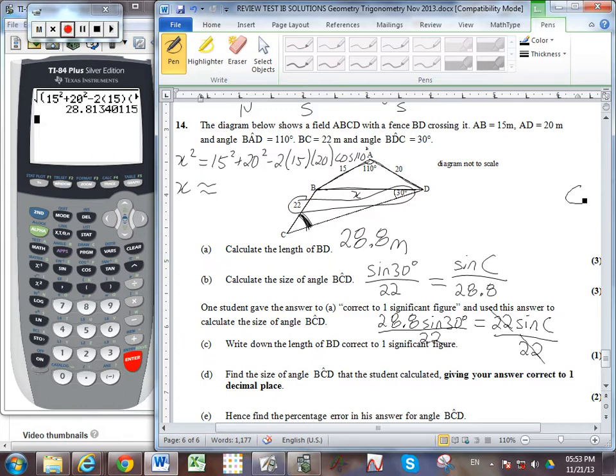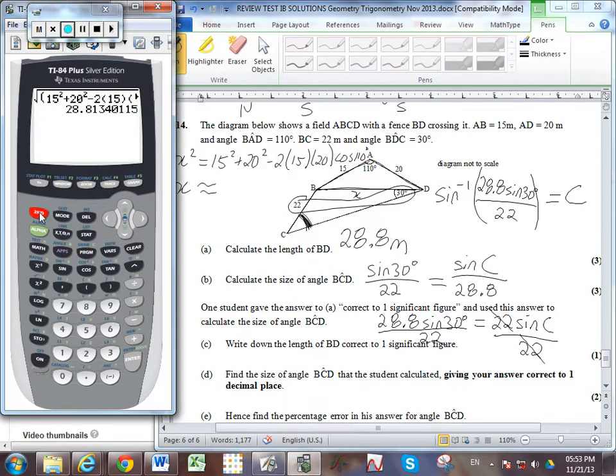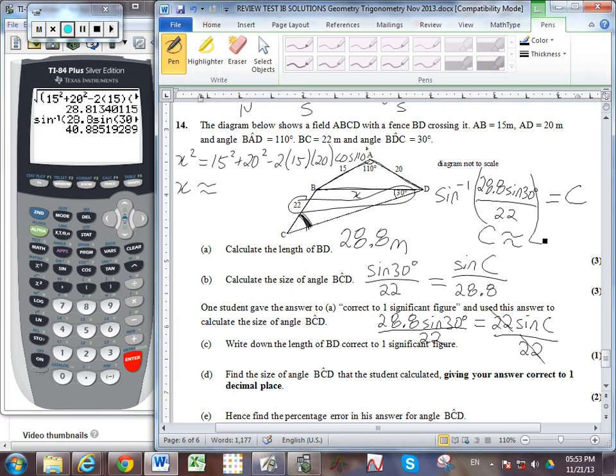And now to get the C alone, I need to bring the sine across to the left-hand side where it becomes a sine inverse of 28.8 times the sine of 30 all over 22. So here we go. Sine inverse of 28.8 sine 30. Close the parentheses because I'm finishing my angle before I start dividing by the denominator of 22. And now that final parentheses is to close my sine inverse function. And I get an angle of 40.9 degrees when I round to exactly 3 significant figures.